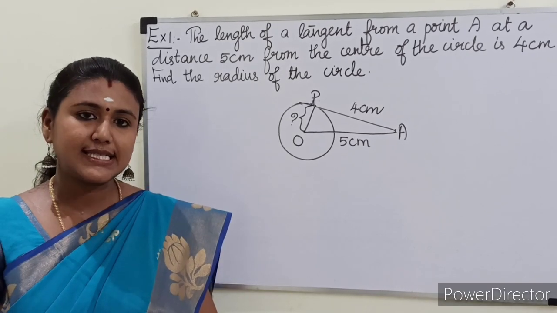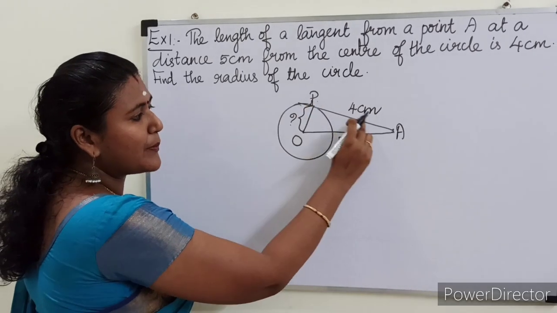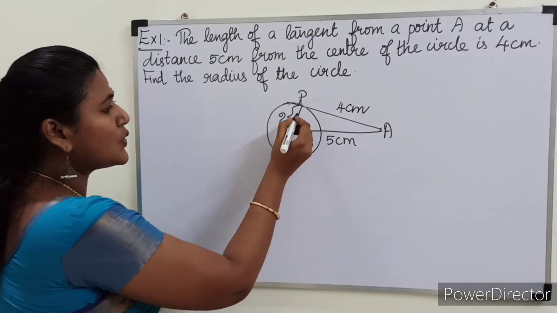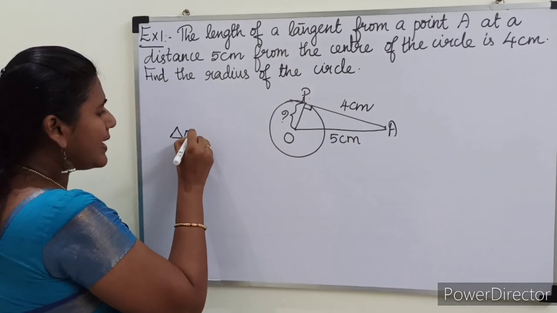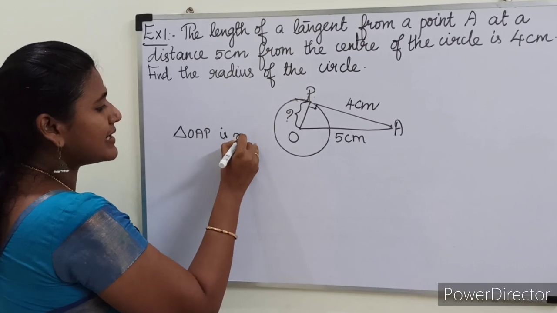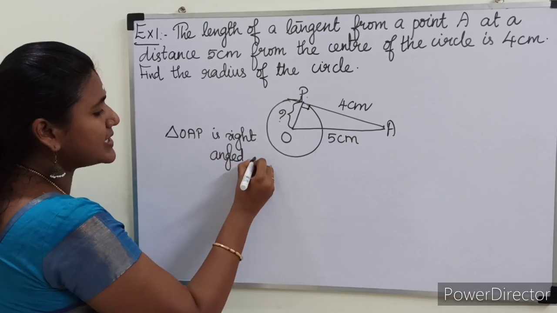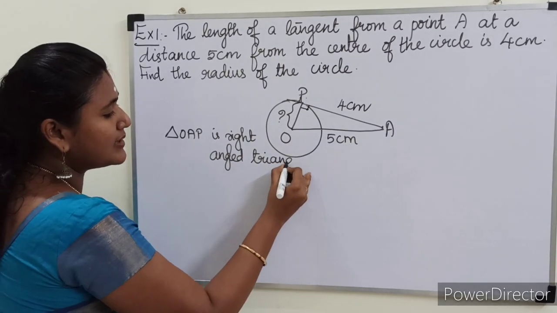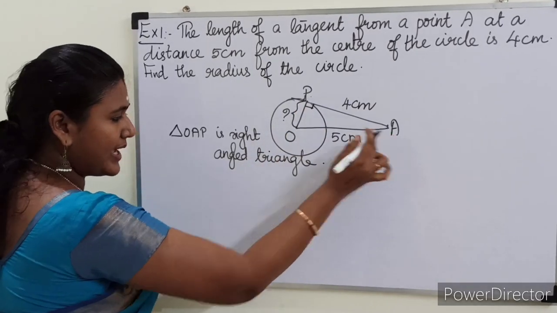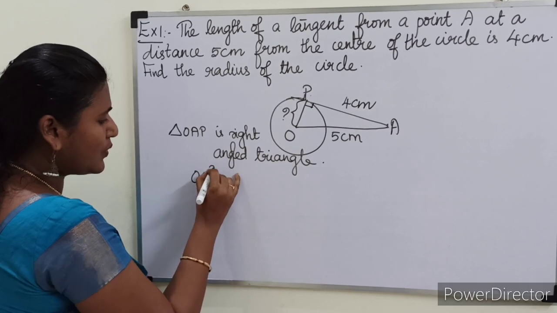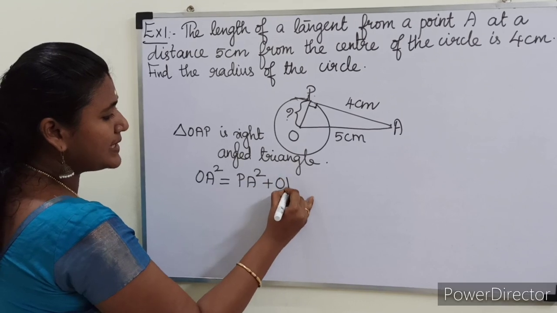So we have already seen in the first theorem, the radius of a circle is perpendicular to the tangent. So this angle is 90 degrees. So triangle OAP is a right angled triangle. Here we will use Pythagoras theorem. The side opposite to 90 degrees is OA, the hypotenuse. So OA square is equal to PA square plus OP square.